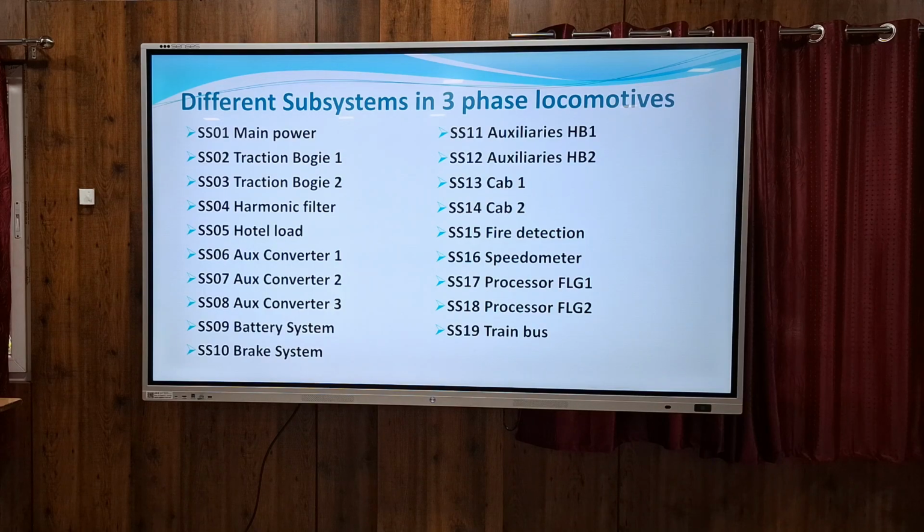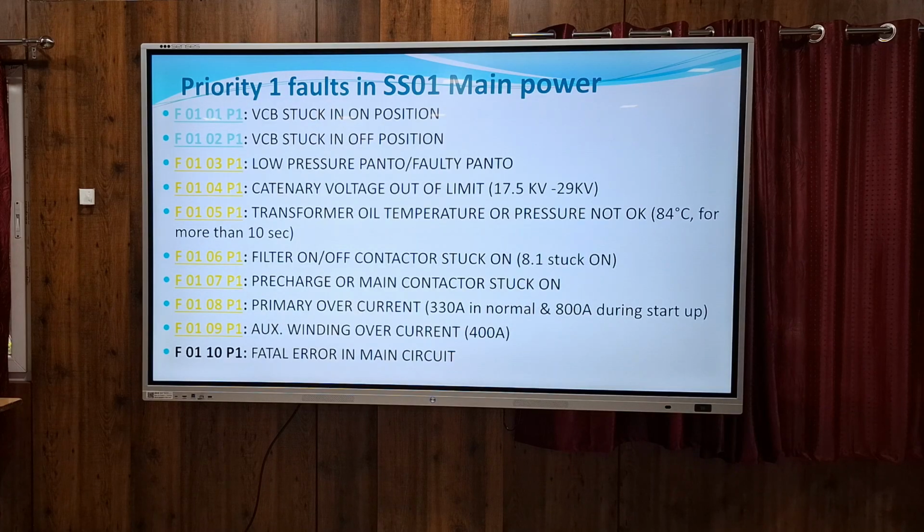So these are the 19 subsystems. Main power, which includes VCB and transformer, those things. Then second, SR1, then SR2, then harmonic filter, hotel load, BUR 1, 2, 3, then battery system, brake system, then auxiliary equipment, HV1, HV2, then cab 1 equipment, cab 2, then fire detection, speedometer, FLG1, FLG2 processors, then train bus communication. So these are the priority 1 faults in the main power system.